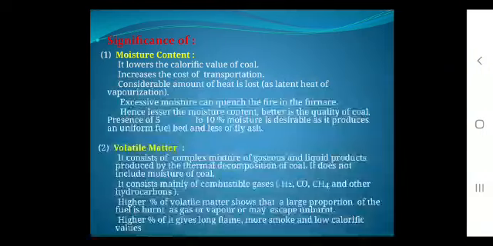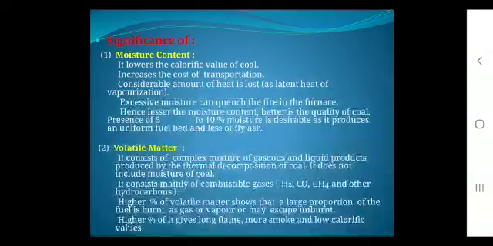So first of all, we must know about the significance of these contents present in coal. So first, moisture content. It lowers the calorific value of coal. So a particular amount of heat produced by burning or on combustion by a given weight of the substance is known as calorific value of that fuel. It is related to coal here.